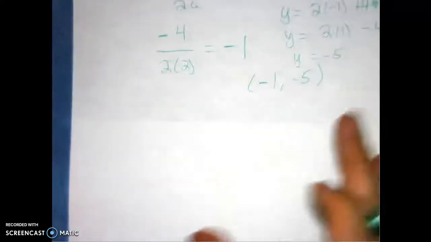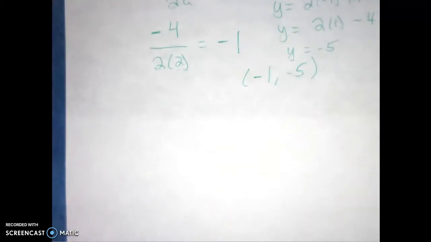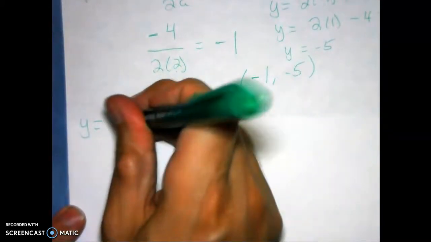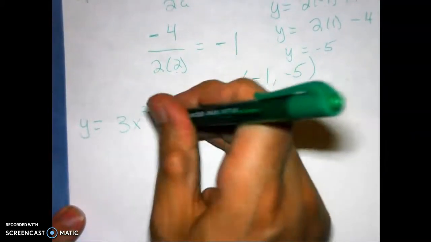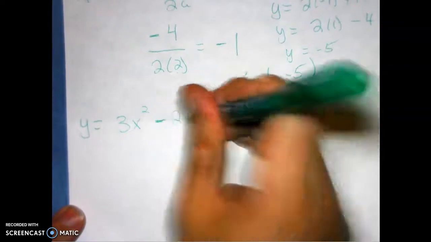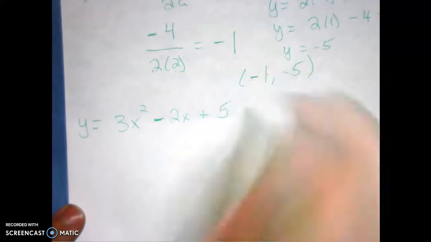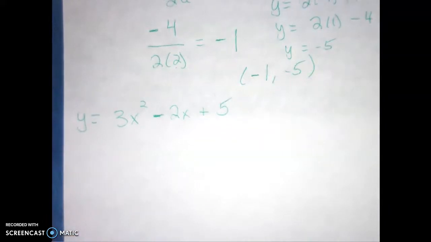Okay, I'm going to give you one to try on your own. It's going to be a little bit harder, but I want you to try to persevere through it. And then I'll show you a nice little tool that we can use to help with it too. Okay, try this one out. So let's do y equals 3x squared minus 2x plus 5. Okay, so take a second, pause the video, try this one on your own, then come back.